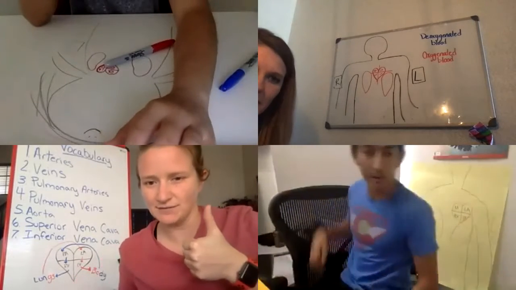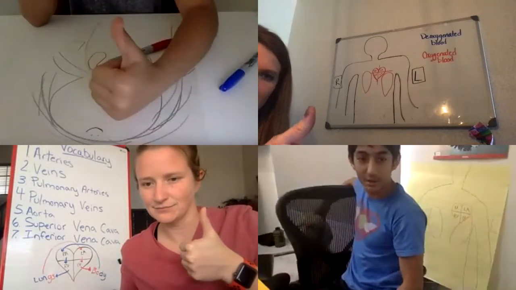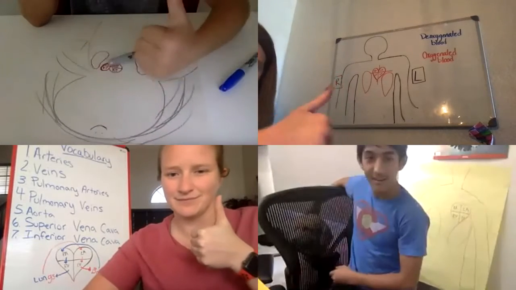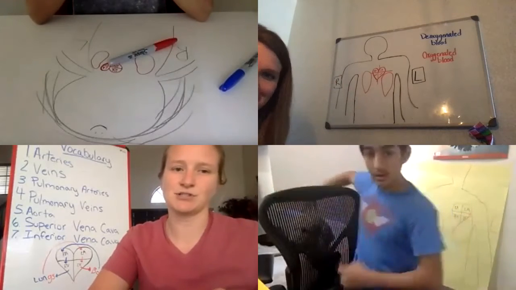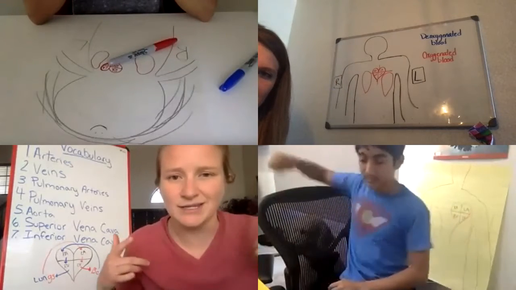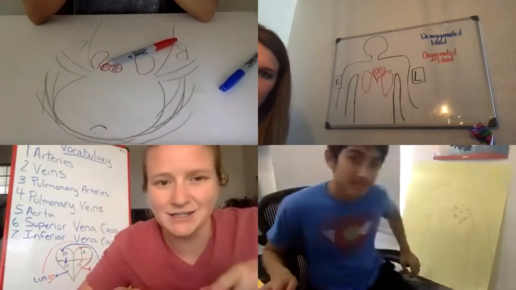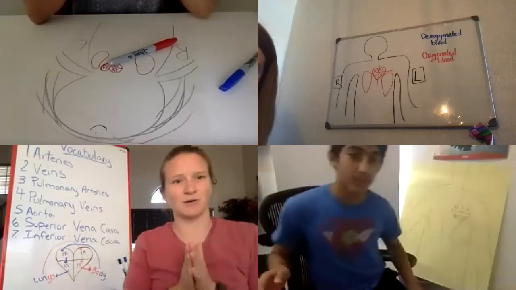There we go. Now you have a better view of my drawing. And all right, thumbs up if you've got it. Perfect. All right, now that you have your chambers drawn, we get to go into our arteries and our veins. So make sure you stick with us here.